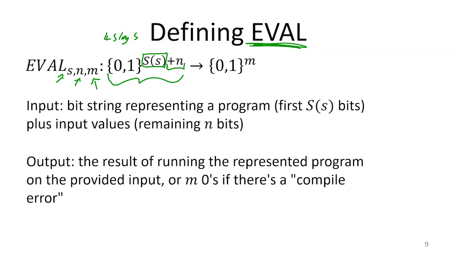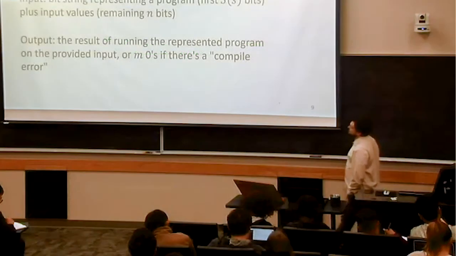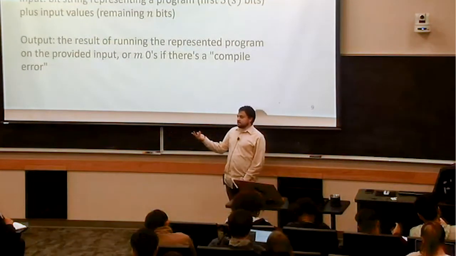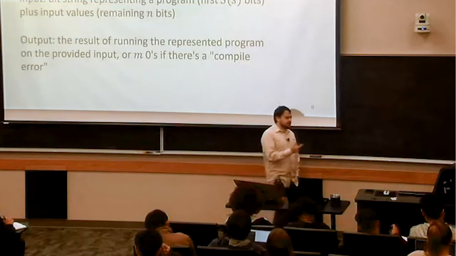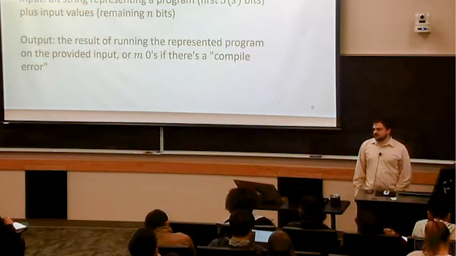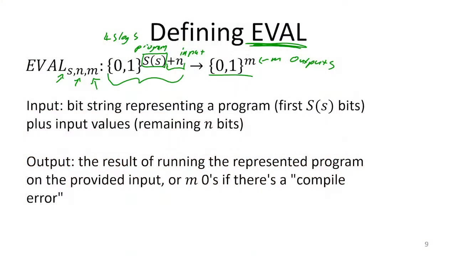This is saying we need to be given the program. This is saying we need to be given the input to the program. And then the output of this is going to be M bits, because we said there were M output bits. So the number of bits we're getting as input to eval is the number of bits we need to represent an S-line program, plus the number of bits we need to represent an N-bit input, which is just N. And then our output is M, for our M bits of output.